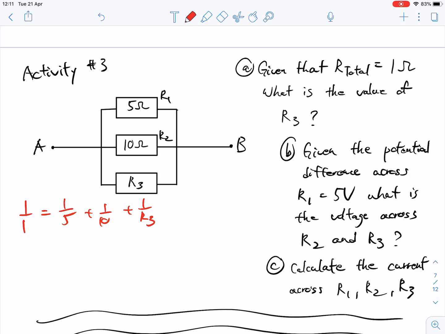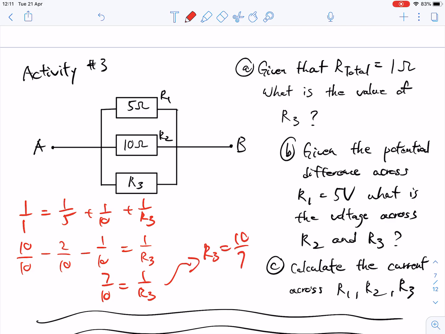So this is going to be, I'm going to do this as fractions, 10 over 10, that's the 1 over 1, minus 2 over 10, that's the 1 over 5, minus 1 over 10 is 1 over R3. So if we were to rewrite this, I'm going to just do this on the side. 7 over 10 is 1 over R3, which means R3 is flipping that around. So R3 is 10 over 7 ohms. Okay, so total resistance is just a little bit lower. It's going to be lower than our smallest resistance value.